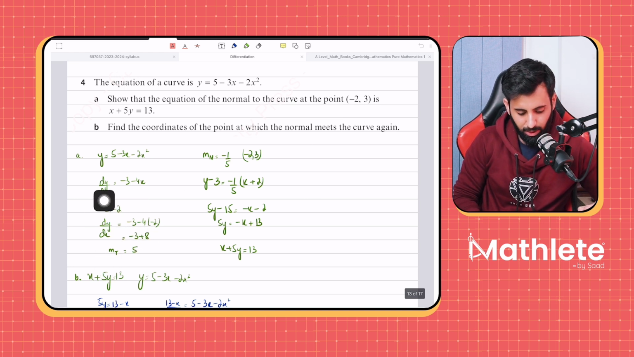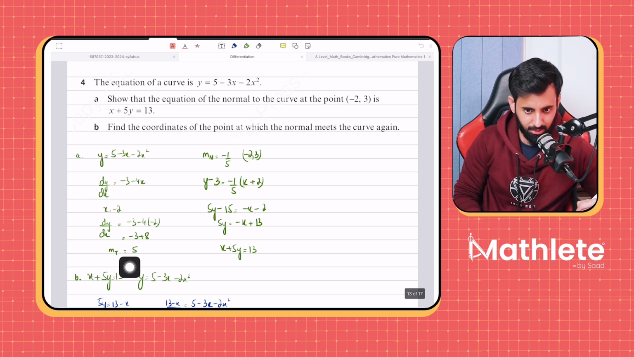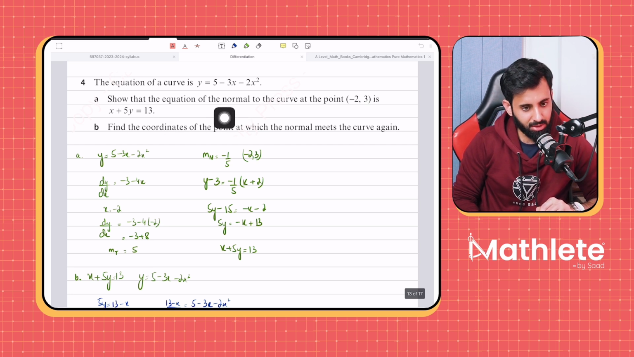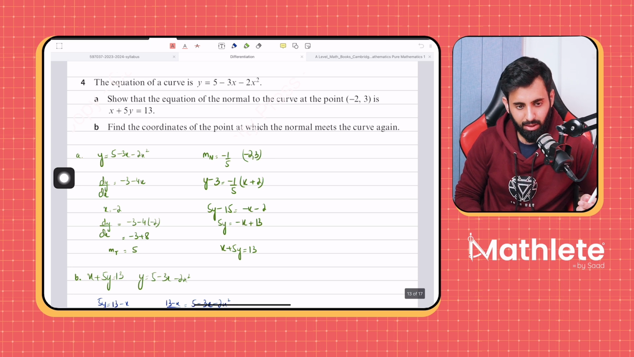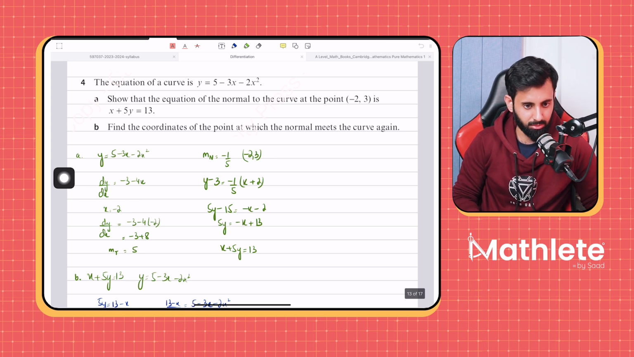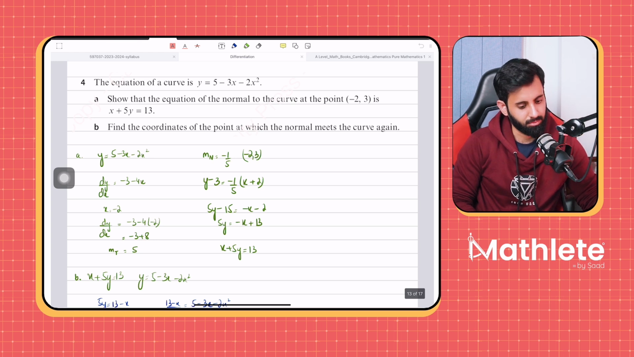But remember, when you plug in the value of x in dy by dx, you get the gradient of the tangent. What you want is the gradient of the normal. Normal means it's the perpendicular line. So if you have the gradient of one line, how do you find out the gradient of the line that is perpendicular to it? Sir, negative reciprocal. That's what I did.